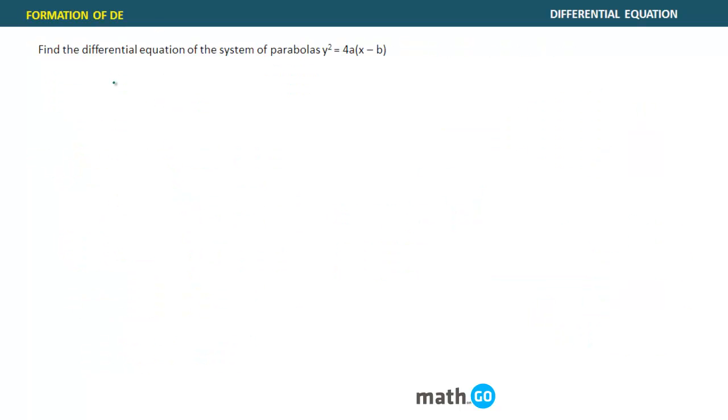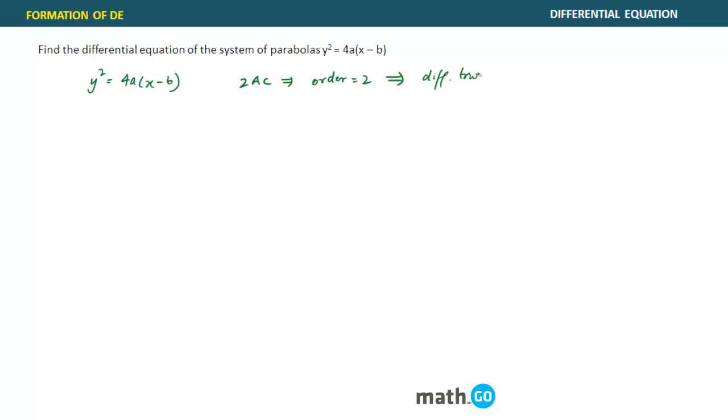Okay, now let's take the other problem. It says: find the differential equation of the system of parabolas given by this. Now the parabola is y square equal to 4a (x minus b). So how many arbitrary constants are there? This time round there are two arbitrary constants. That means the order is 2. So that means you should differentiate twice.